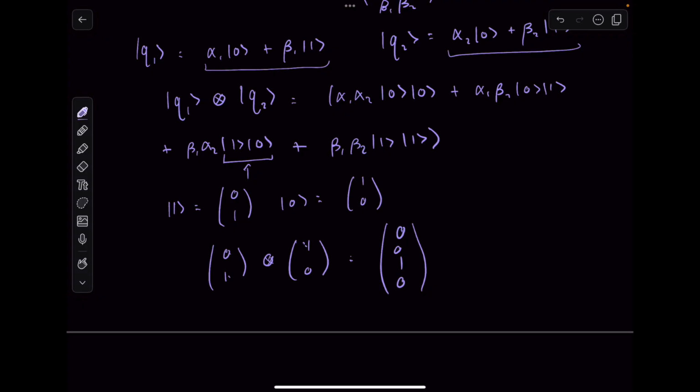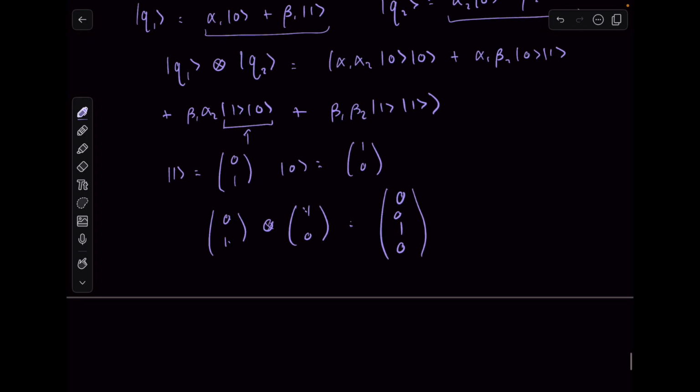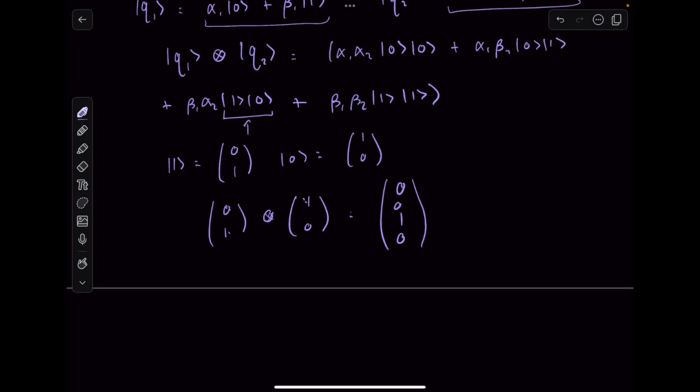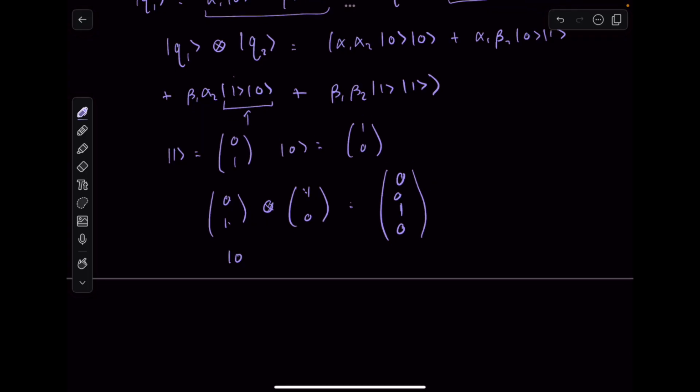So anytime you're tensor producting things in the computational basis like this, you just get one element in a larger vector. And if you count down how far this 1 appears, this also happens to be the value of this combined bit string, 1, 0. So we have 0, 1, 2, 3. We have 4 possible values for 2 bits, which makes sense. So just tensor producting 1 and 0 gives you this value, 1, 0.